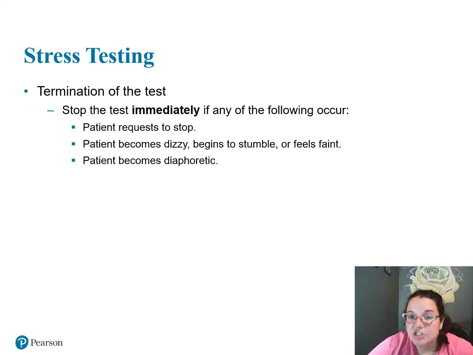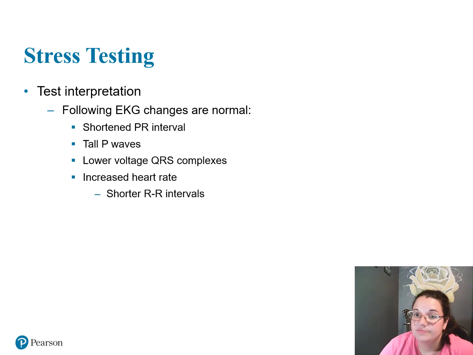So the termination of the test. If your patient requests to stop, if the patient becomes dizzy, begins to stumble, or feels faint, and if the patient becomes diaphoretic. How do we prepare for a stress test? We're going to follow EKG changes that are normal. So we're going to see shortened PR intervals. This is a quiz question. It's going to ask you what is normal and what is not.